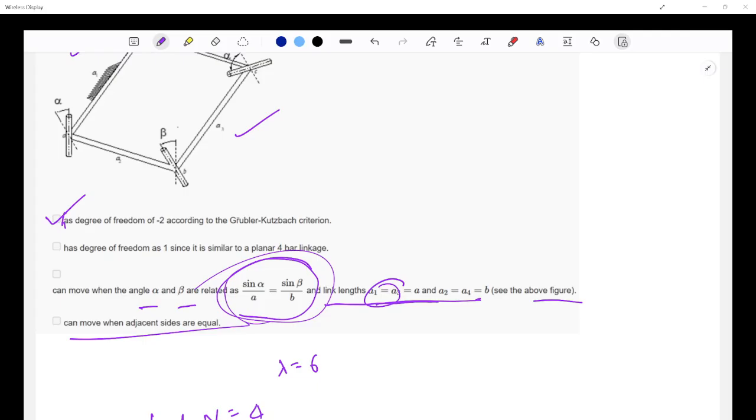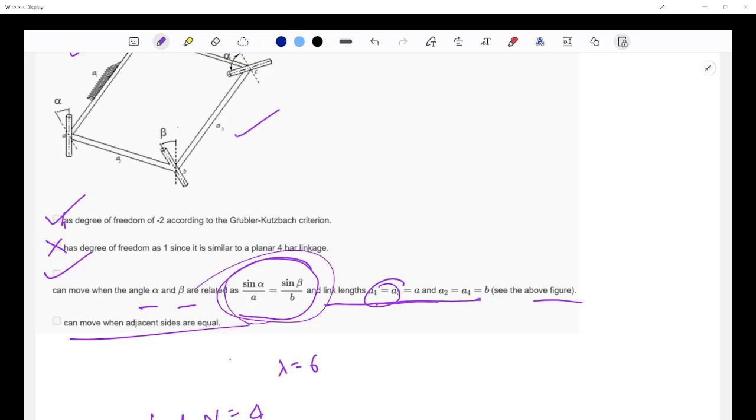Okay. So the other option that we have is: has degree of freedom as 1 since it is similar to a planar 4-bar linkage. It is wrong. Why? Because the Bennett linkage is spatial, not planar. So if we have a planar 4-bar, it is 1 degree of freedom. Bennett is an over-constrained spatial system. So superficial similarity is there, but it is not the same degree of freedom.